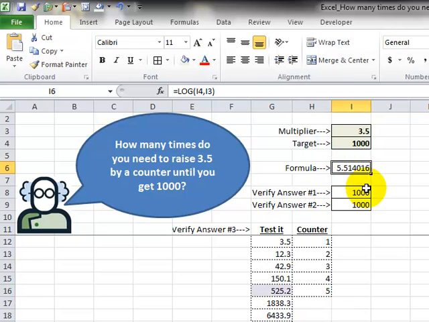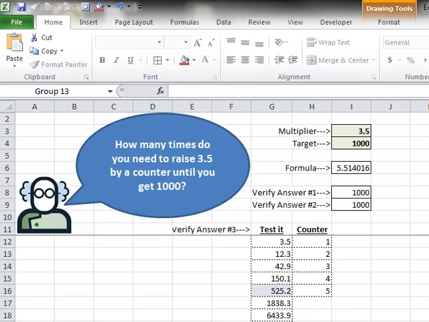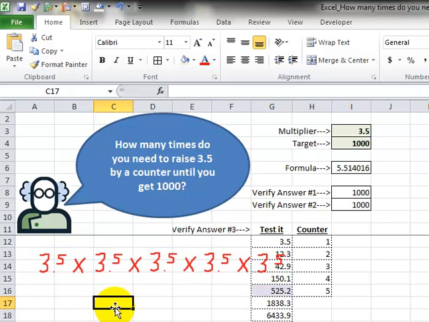and our correct answer is 5.51. And if you forget what the exponent is all about, or raising something, it looks like this. So we're saying 3.5 times itself 5 different times, and that gets the answer here, 525.2. But of course, this has the full correct answer.